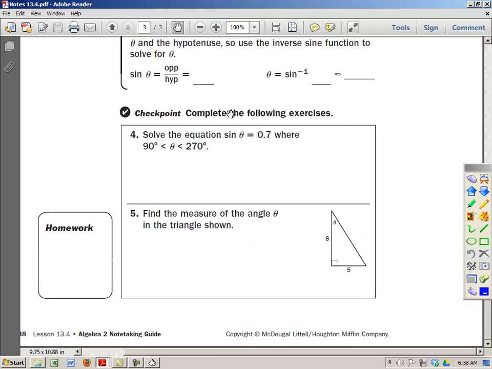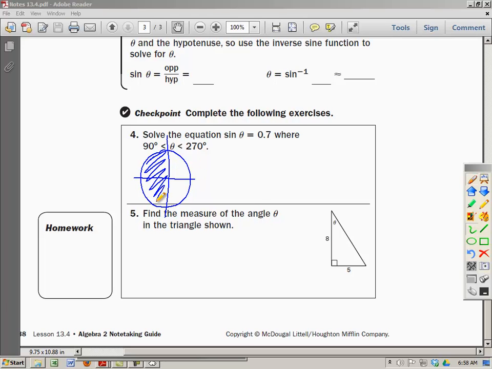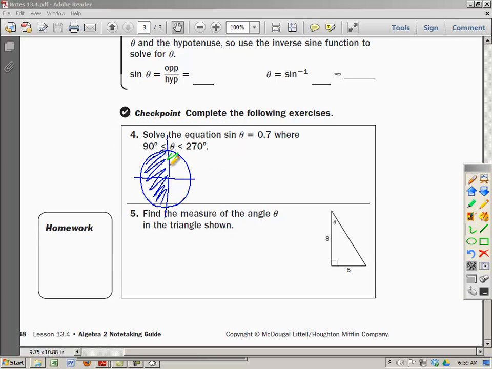Okay, so let's take a look at this last one. There are 2 checkpoint problems, and we'll finish up here. Solve the equation where the sine of theta is 0.7, and I want an angle between 90 and 270. So let's draw my unit circle first. 90 and 270 is over here someplace. Now, I know when I take inverse sines, they're going to give me angles in the first quadrant and in the fourth quadrant.